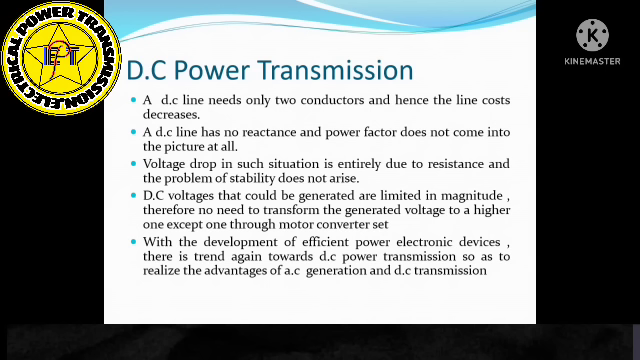So if you summarize the advantages of DC transmission line, you can say that we have a saving of conductor material. We have efficiency aspects in DC transmission line. We have very low voltage regulation issues in DC transmission line. This is actually why we are going now towards DC transmission.